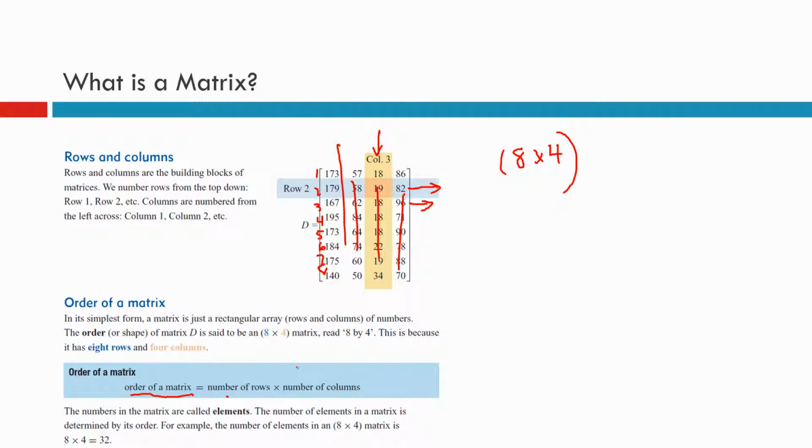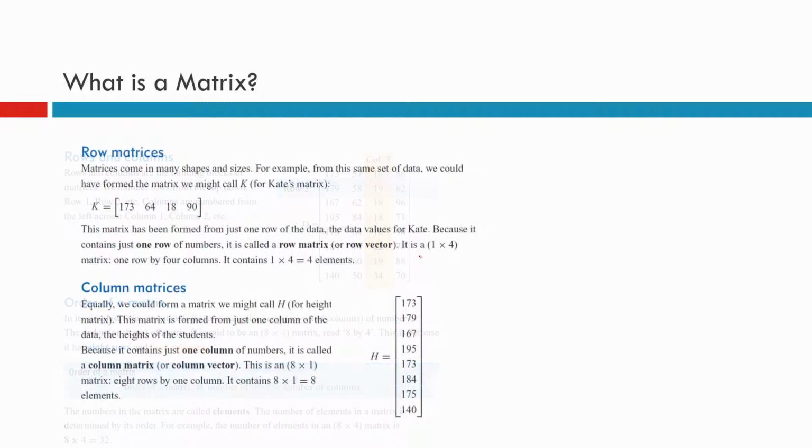Inside the matrix, there's numbers, as you can see. There was 173, 57, etc. These things are called elements. We don't call them numbers, we call them elements. Okay? So this is more just of definitions of matrices.